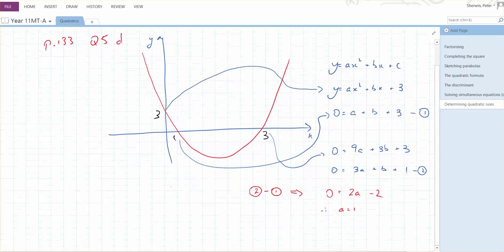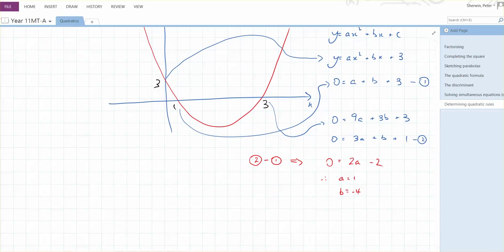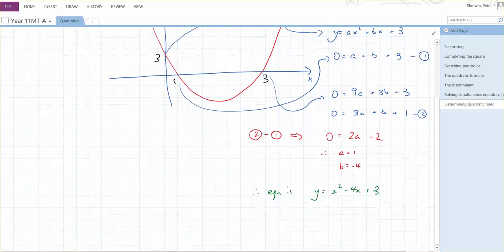Now if a equals 1, then 0 equals 1 plus 3 plus b, so b will be equal to minus 4, and therefore our equation is y equals x squared minus 4x plus 3. Putting in 1 for a, minus 4 for b, and 3 we found out first up. So there's our equation for D.